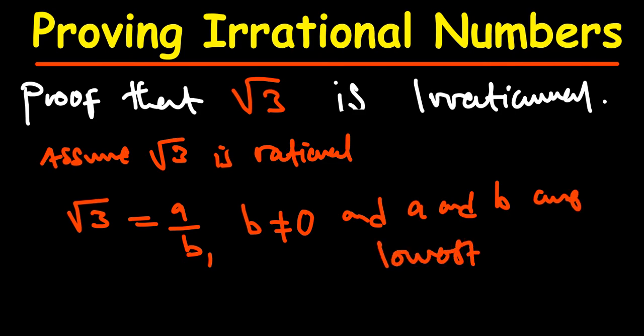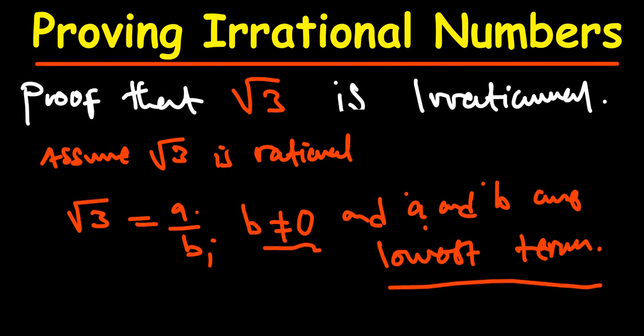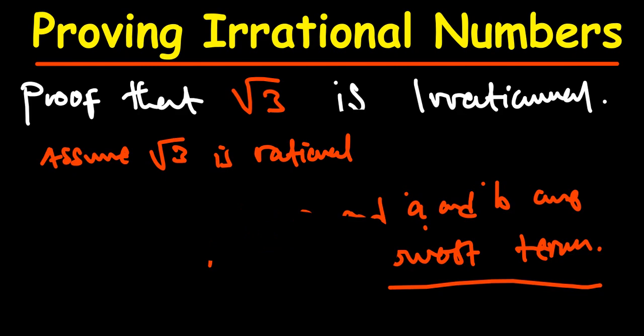Okay, lowest terms, or they do not have a common factor that can go into this a and this b. So this here will be your first statement. You are going to say, assume that the root of 3 is irrational, then there exist two numbers a and b such that b is not equal to 0 and a and b are in their lowest terms. And then you write root of 3 is equal to a over b. And then from there we can start our proof.